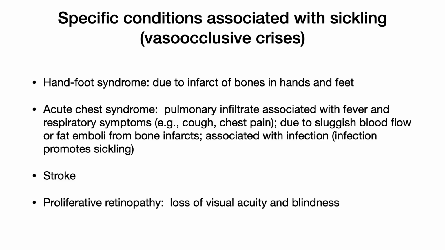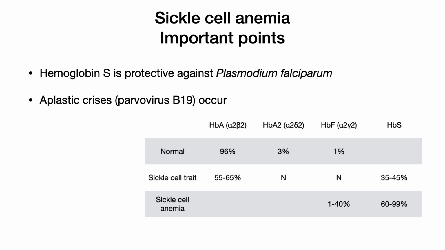And the sickling can occur due to the sluggish blood flow, but you can also see fat emboli from bony infarcts contribute to acute chest syndrome. Stroke can result if you have blockage of blood flow in the brain. And then they can have a proliferative retinopathy, which leads to a loss of visual acuity and blindness. So just some other important points for sickle cell.